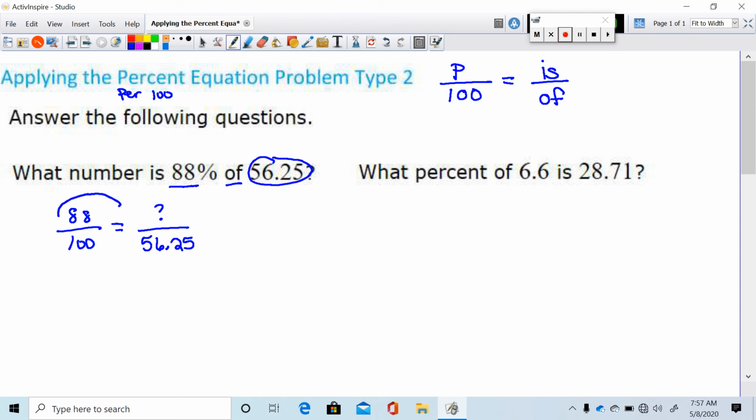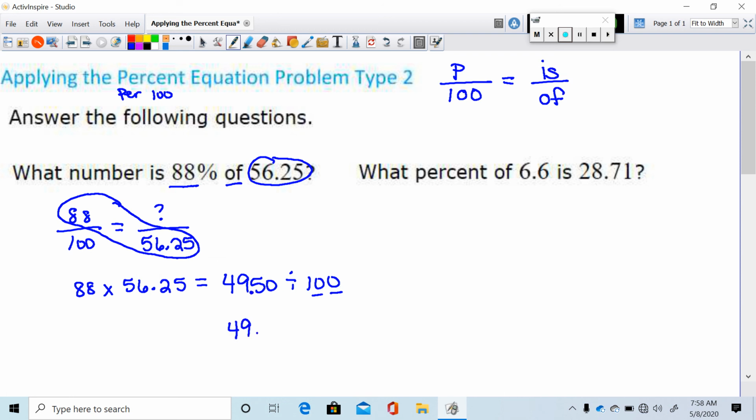So I'm going to multiply diagonally the numbers that are crossing each other that I know what they are. So I'm going to do 88 times 56.25, and that equals 4,950. And then you divide by the number that's not circled, but since we're dividing by 100, it just means you want two numbers after your decimal point, because there's two zeros here. So you go from right to left and go over two numbers right here. So 49.50 is the answer.